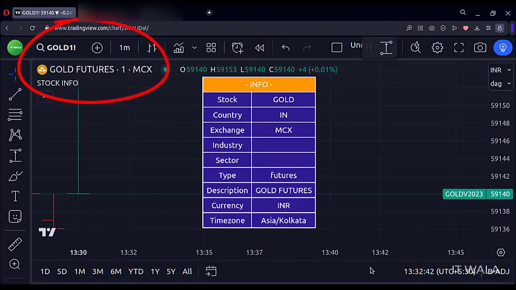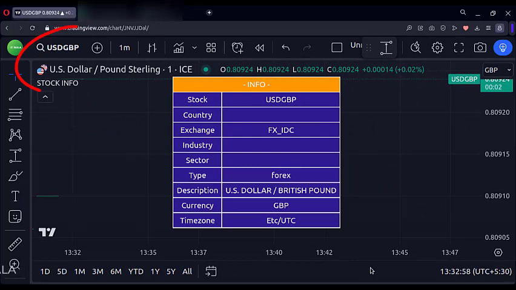Right now we are on the gold commodity chart. The country is India. The exchange name is MCX. And type is futures. Let's see a currency pair chart now. We are on the USD GBP chart. The type is written as Forex. The description is the US dollar/British pound. Currency is GBP, that is the British pound. Let's see a crypto chart.